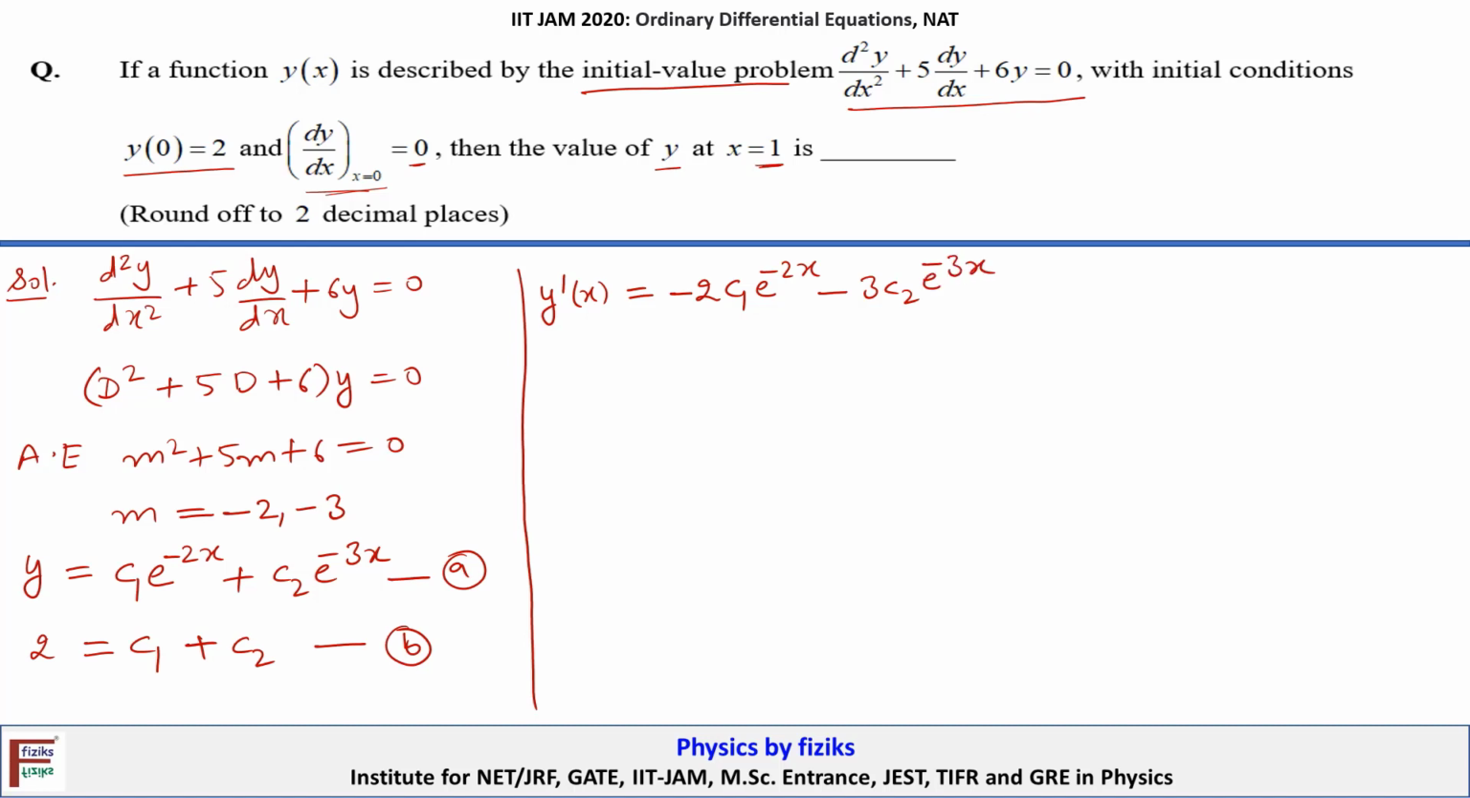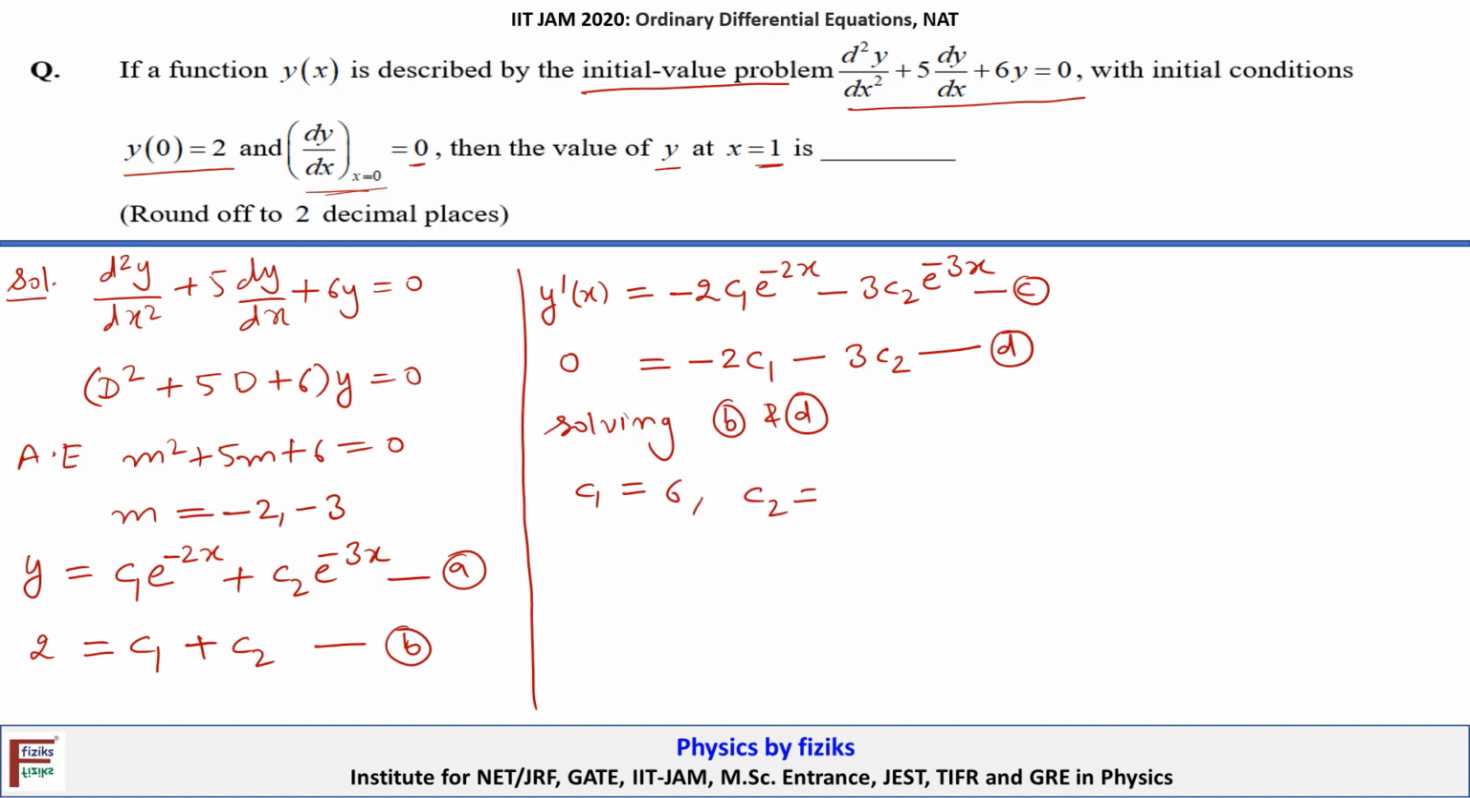On substituting x = 0 in this expression, say C, we can write y' becomes 0 at x = 0. This can be written as 0 = -2 c1 - 3 c2. This is expression D. Now solving expressions B and D, we can obtain the values of the arbitrary constants as c1 = 6 and c2 = -4.